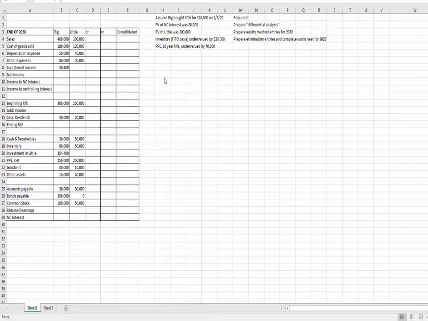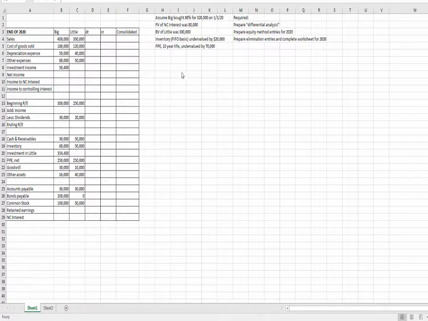So we have that on January 1st, 2020, Big bought 80% of Little's common stock for $320,000. The fair value of the non-controlling interest at that date was $80,000. The book value of Little was $300,000. They had the following misvalued assets. Inventory was undervalued by $20,000. Property, plant, equipment was undervalued by $70,000.